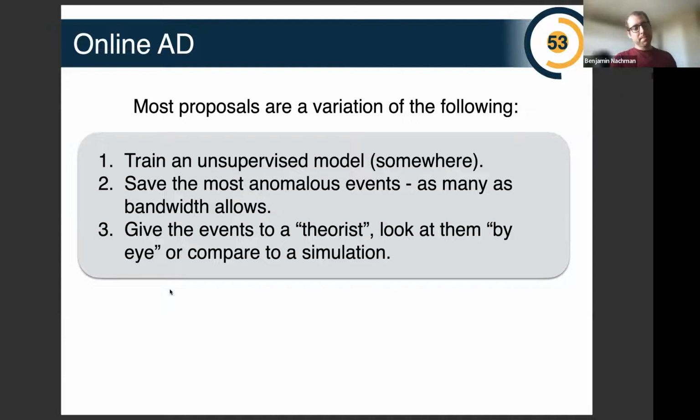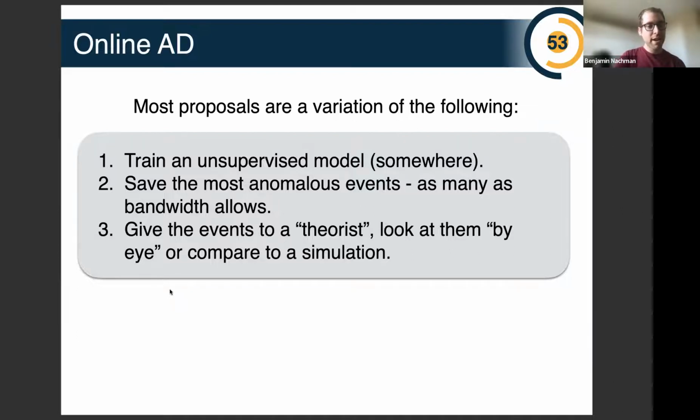Okay, so then once you have your anomaly detector, your unsupervised model, it's just a function. So you could save the most anomalous events according to their score under the unsupervised model. And so you can save the rarest events in that context, basically as many events as bandwidth allows, which wouldn't be very many. But you can, in this way, save just the anomalous ones.